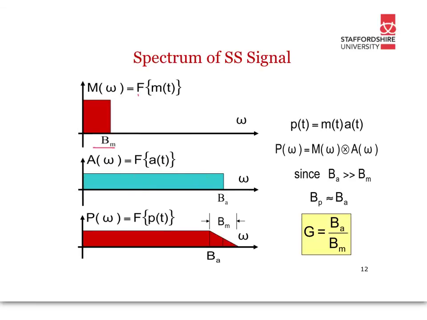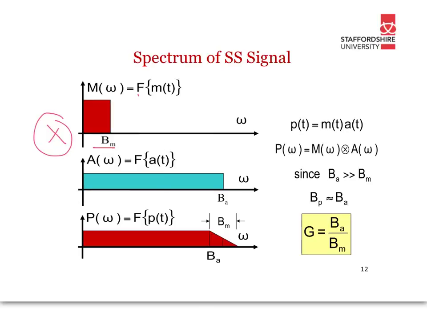And A is the signal, the spread sequence. BA is the bandwidth of the spread sequence, and when we multiply the two together, then P of the spread signal is given by P omega, and its bandwidth is greater than BA, so BA plus half of BM. Here we've got the power is message times spread signal, or the exclusive OR of message omega times A omega.